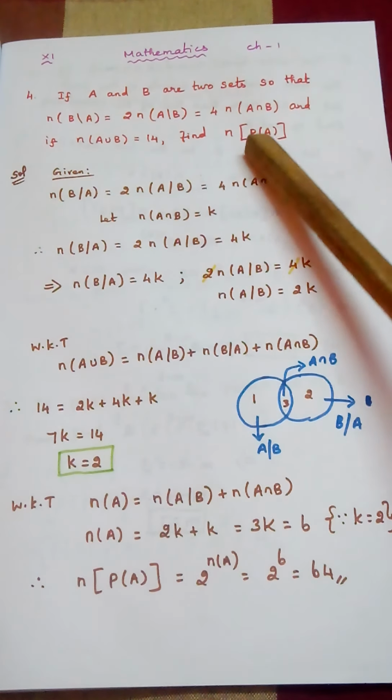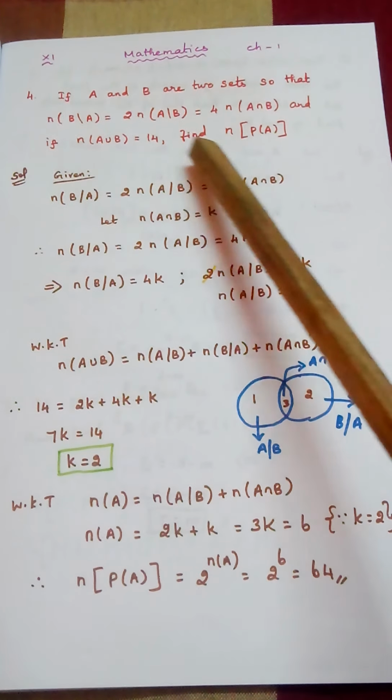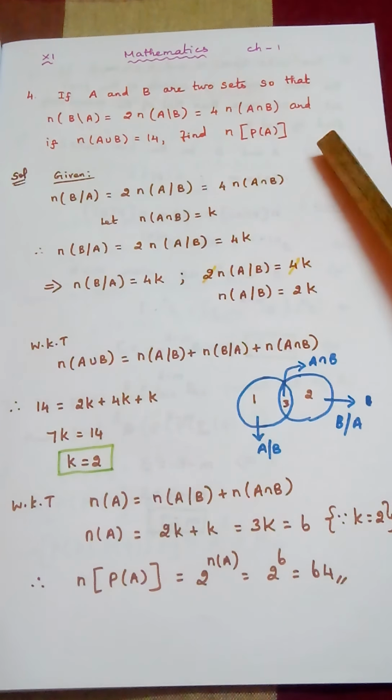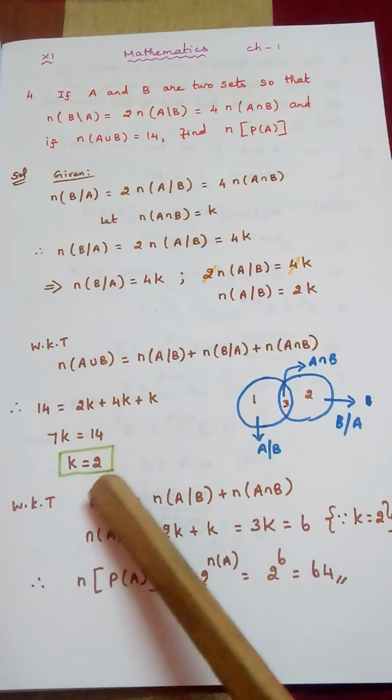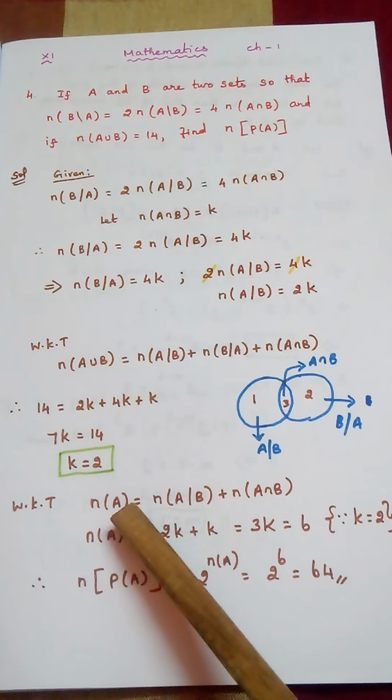What is our actual aim? Our aim is to find n of p of a. Can you tell the formula for it? What is n of p of a? N of p of a is equal to 2 power n of a. Okay. Now after finding k value, we are writing once again a formula.